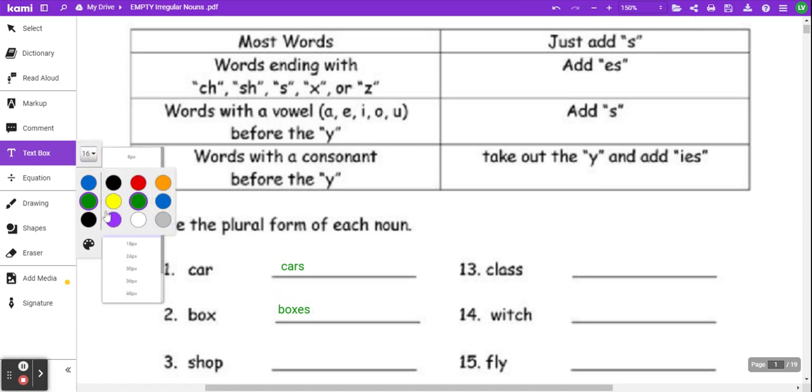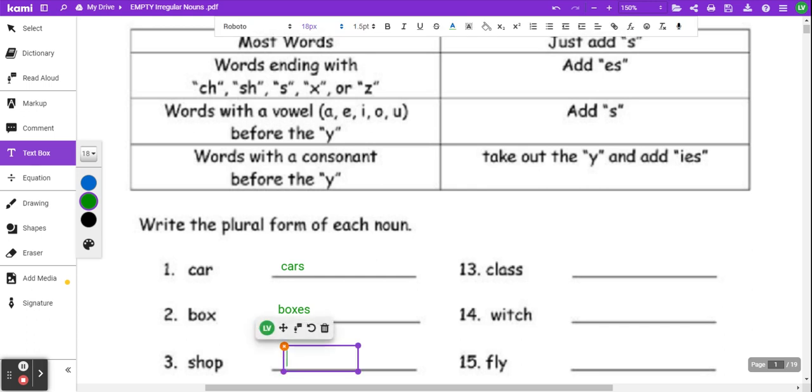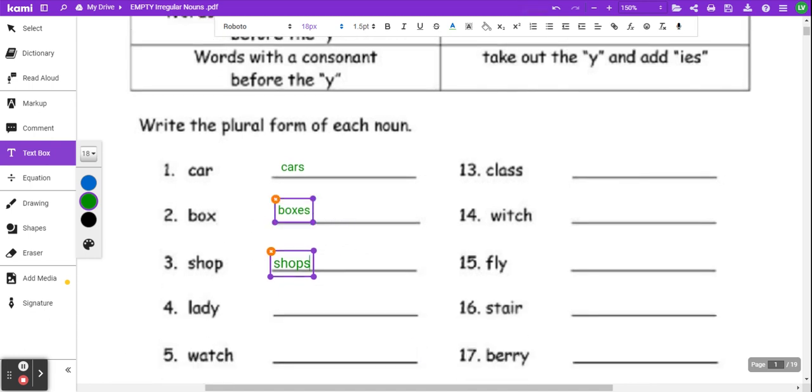What about shop? So how would we spell it? S-H-O-P-S. Just shops. Shops. Okay. What about lady?